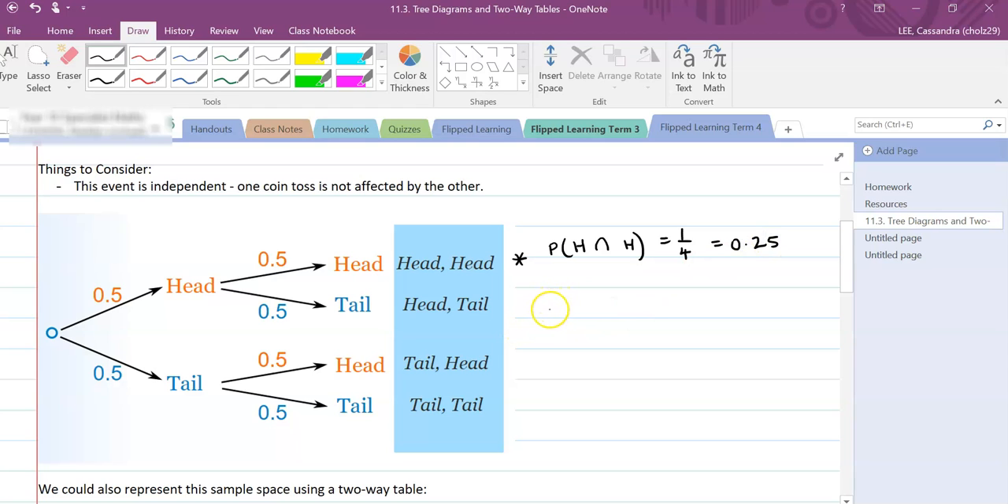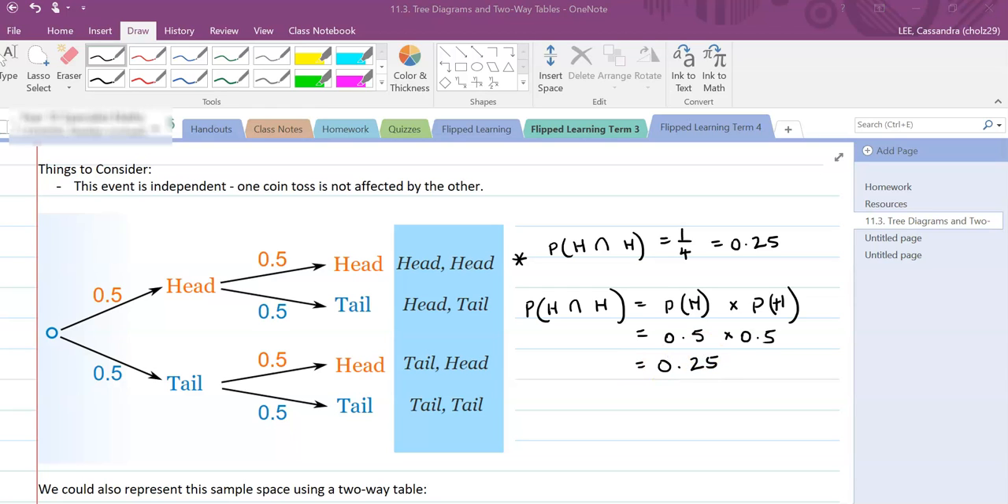Let's have a look at this using our multiplication rule for AND statements. So the probability of getting a head and a head, given the fact that this is independent, is going to be found by multiplying the probability of a head by the probability of getting a head. So this is going to be 0.5 times 0.5, which is equal to 0.25.